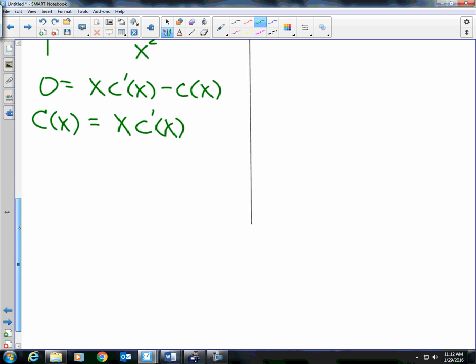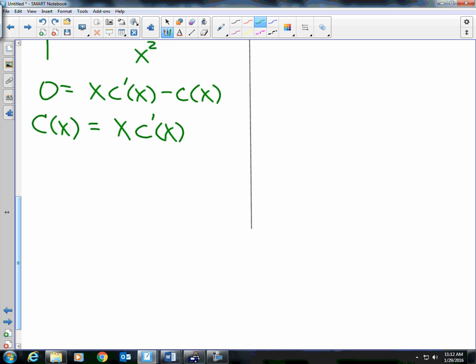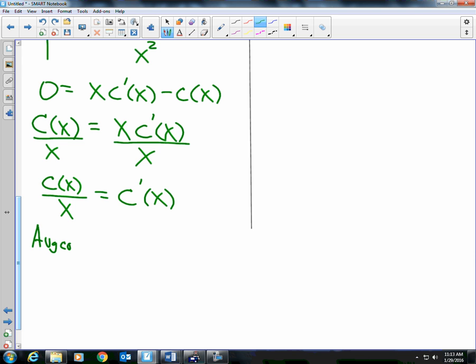Does anybody see one last thing I can do to make it look like the two formulas that we have up there? Divide by x. Thank you, Karina. I'm going to divide by x, and I have C of x divided by x is equal to C prime of x. Those are two formulas we had from up above, right? What is C of x over x? That's your average cost function. What is C prime of x? Marginal.